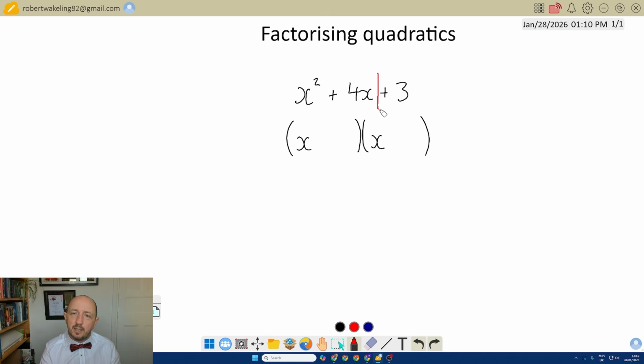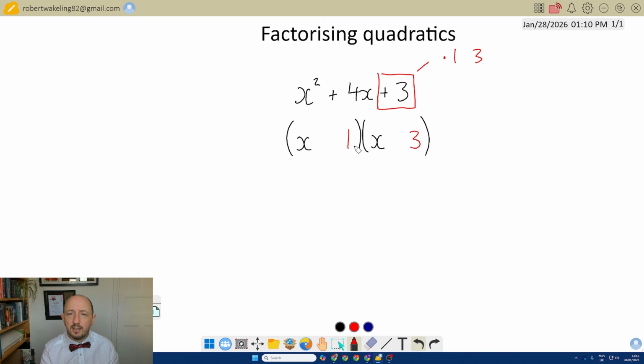Then we look at this number here at the end that doesn't have any x attached to it. That number there, we ask ourselves what multiplies to give 3 in pairs. So 1 and 3 in this case is the only option. Okay, 1 and 3 has to go into our brackets. It doesn't matter which way round we put those. So 3 and 1 is fine.